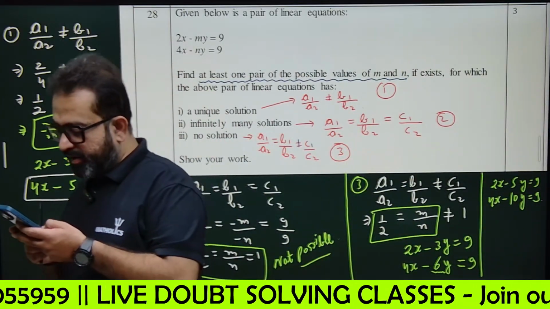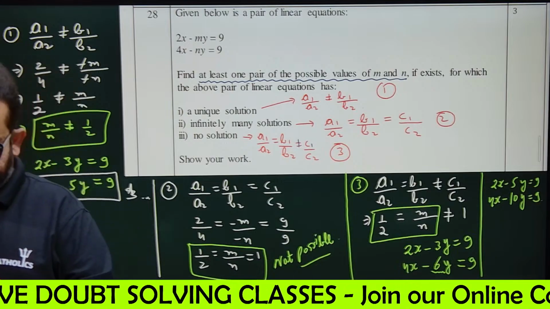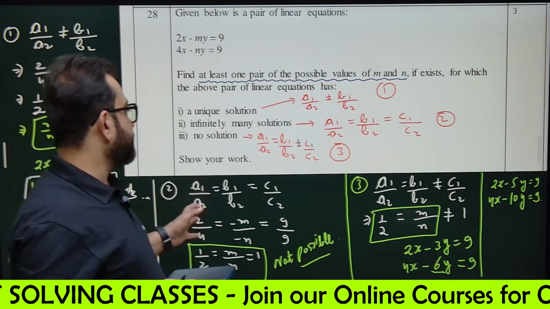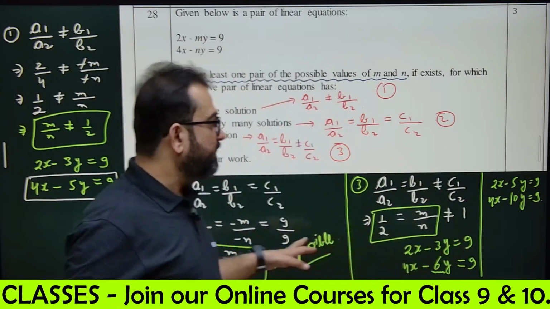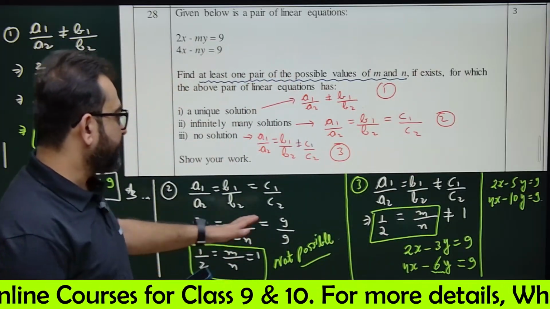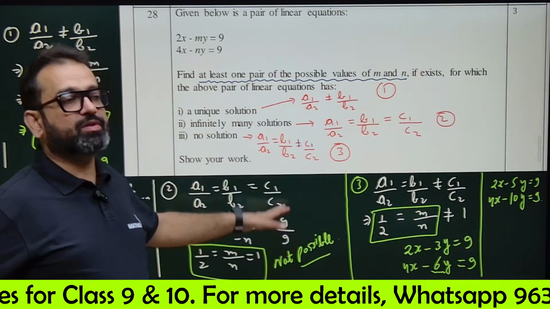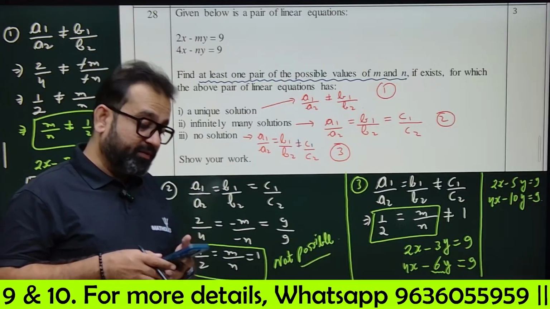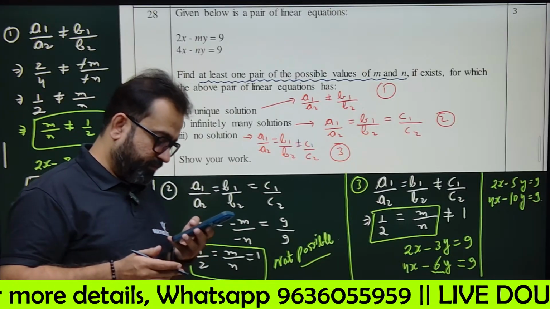So this is the way you have to score full marks, right? So only the first and third case can exist. It's saying if they exist, find the value of M and N. In this case, no value exists of M and N so that this can have a set of infinite solutions. Sorted? Yes or no?